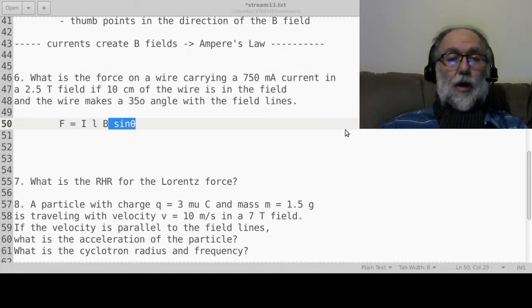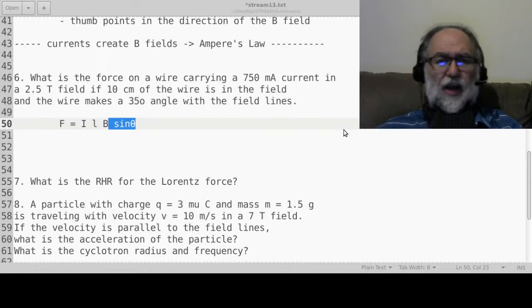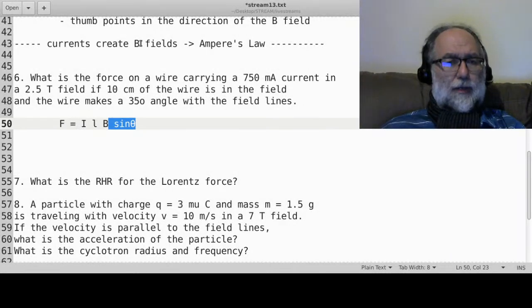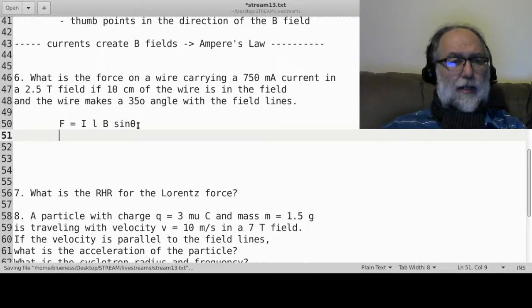Okay, and so if there's a 90-degree angle, that's when you're going to get the most. If there's 0 degrees, you're going to get nothing, and everything in between is sine theta. Okay, so now we can go ahead and plug into this. So let's go ahead and do that.